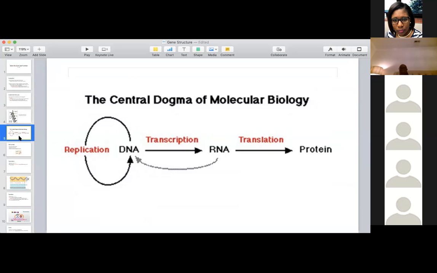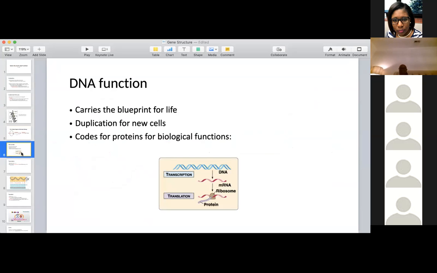So we're going from DNA to RNA to protein. Let's start with DNA. What is the function of DNA? We've already established that the function of DNA is that it carries the blueprint for life. What does that mean? It means that these nucleotide sequences contain information, and we read the information in DNA during transcription to make this RNA, which is an intermediate molecule before we actually end up with our proteins.